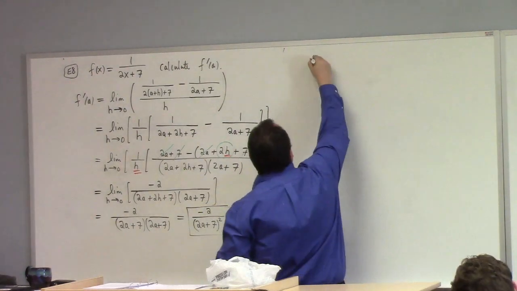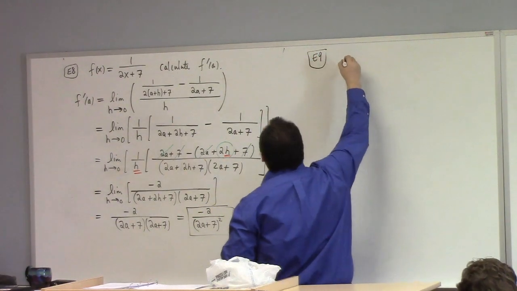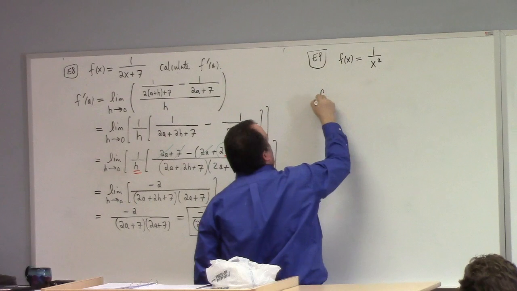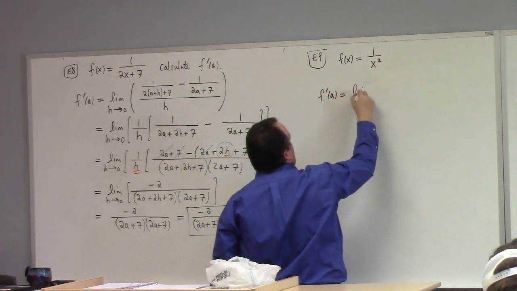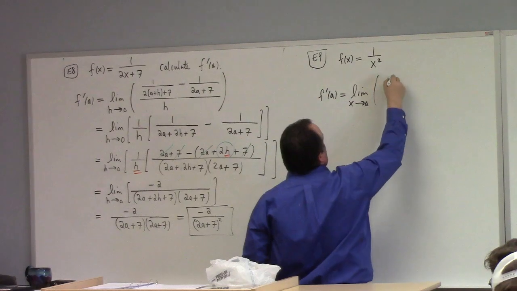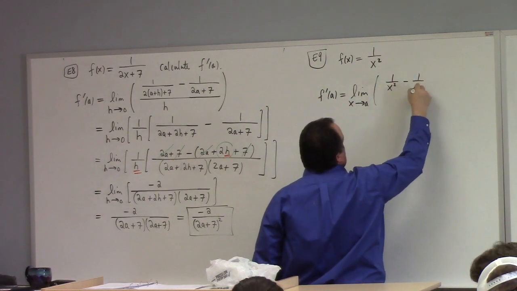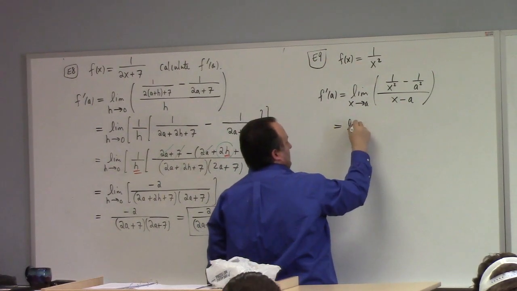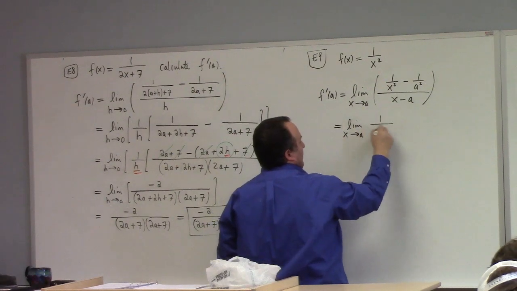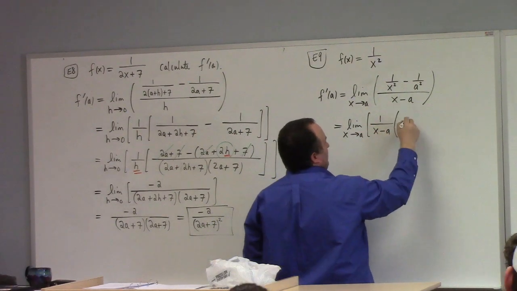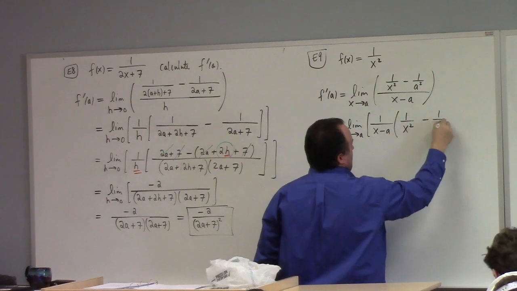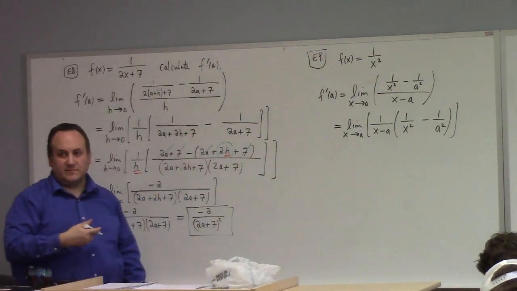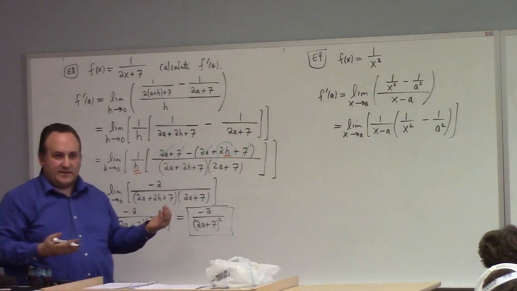So one last example. I'm going to use the x formalism for this one. Suppose we had f of x equals 1 over x squared. How would that go? f prime of a is the limit as x goes to a of 1 over x squared minus 1 over a squared, divided by x minus a. But that is the limit as x goes to a of 1 over x minus a times parentheses 1 over x squared minus 1 over a squared. I just like that step to make things prettier, personally. Didn't really do anything, just reformatted it.